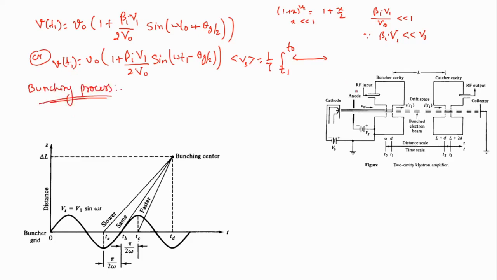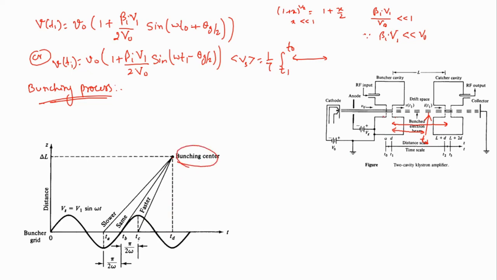As we have already discussed, the bunching process occurs when the electrons travel from the buncher cavity and move to the drift space. The bunching process occurs in this region, this drift space, and this drift space is a field free region. So let us assume the bunching process occurs at this point and this time is some TD value. So this TD here represents where the bunching occurs at this point. At this time bunching occurs, and this is called the bunching center.